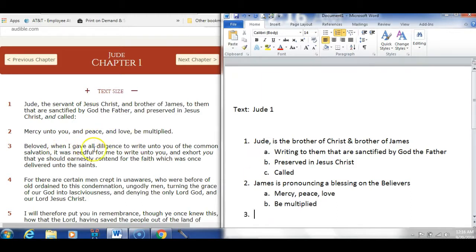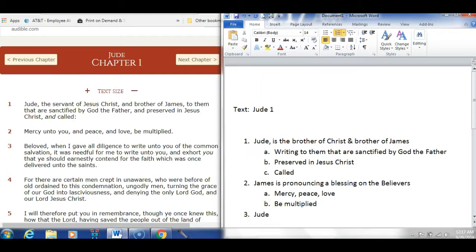Beloved, when I gave all diligence to write unto you of the common salvation, it was needful for me to write unto you and to exhort you that you should earnestly contend for the faith which was once delivered unto the saints. Okay, so again, that's quite a bit. So let's break it into pieces. Beloved, when I gave all diligence to write unto you of the common salvation.